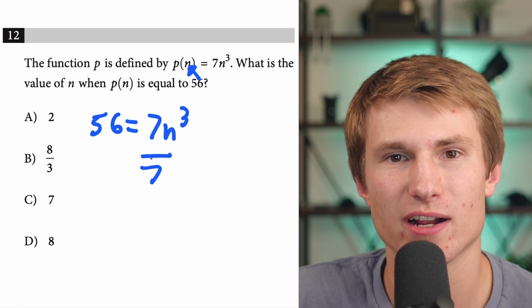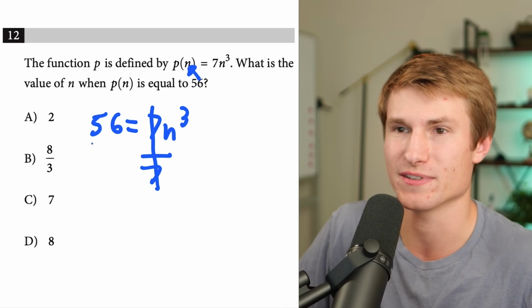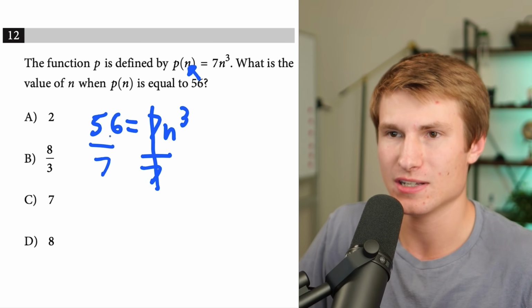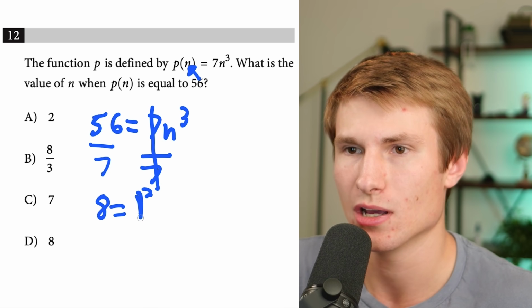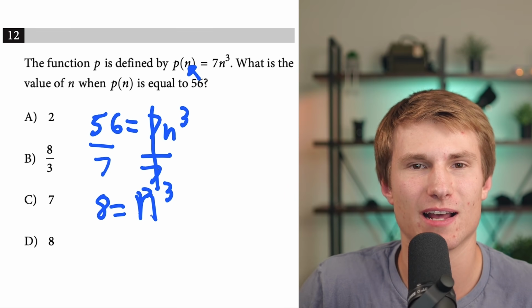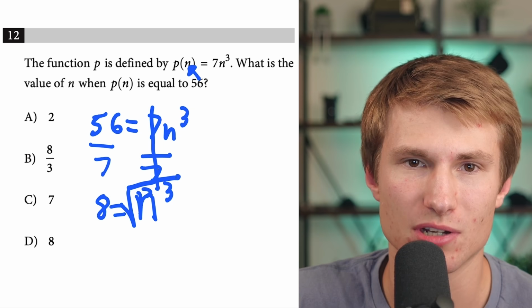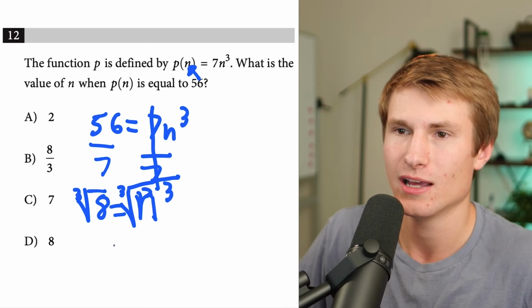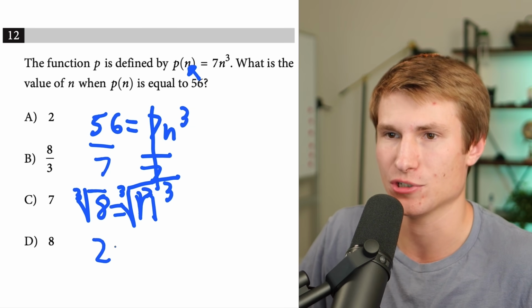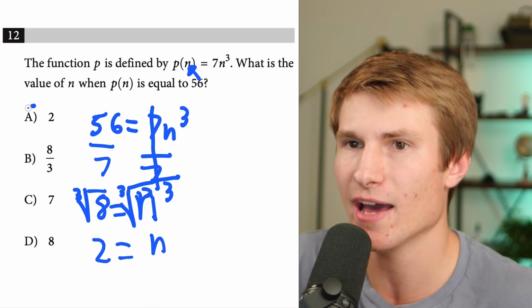Next thing we're going to do is try to isolate n, because that's what we need to solve for, the value of n. Now we got 56 over 7. That's going to leave us with 8 is equal to n cubed. Now from here, you should hopefully be able to recognize that if we take the third root of each side, we'll be able to isolate the value of n. And we will also have the third root of 8, which is 2. So 2 is equal to the value of n, and our answer will be A.